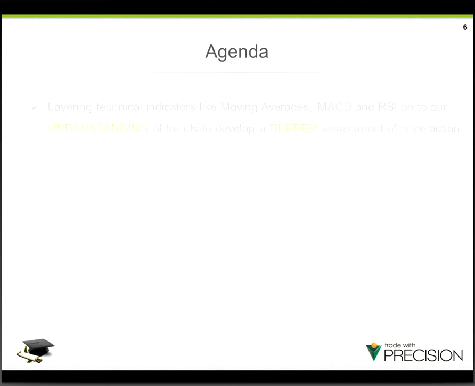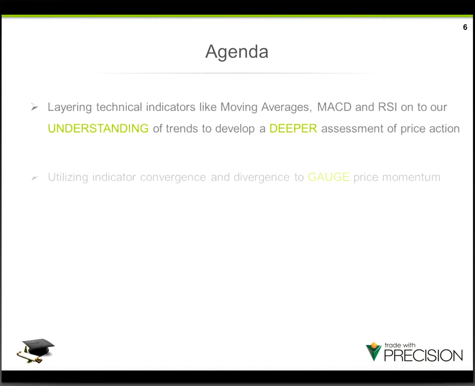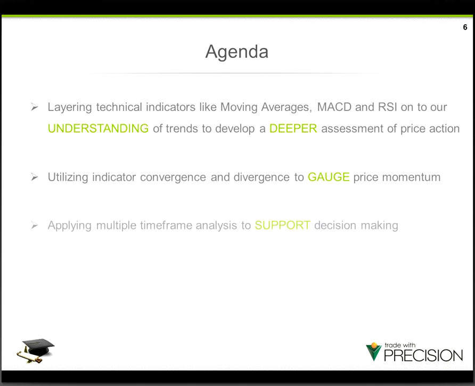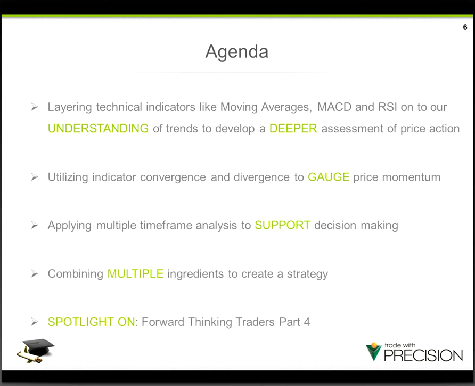Today in part 3 of our series on trading strategies, we'll spend our time layering the technical factors like the moving averages and the indicators such as the MACD and the RSI onto your understanding of trending price action and what we've been talking about the last couple of sessions. We'll utilize indicator convergence and divergence to get a better handle on price momentum within our trends. This will help us understand how much further price may continue in the current direction and whether that trend is currently at its strongest or showing some signs of weakness.